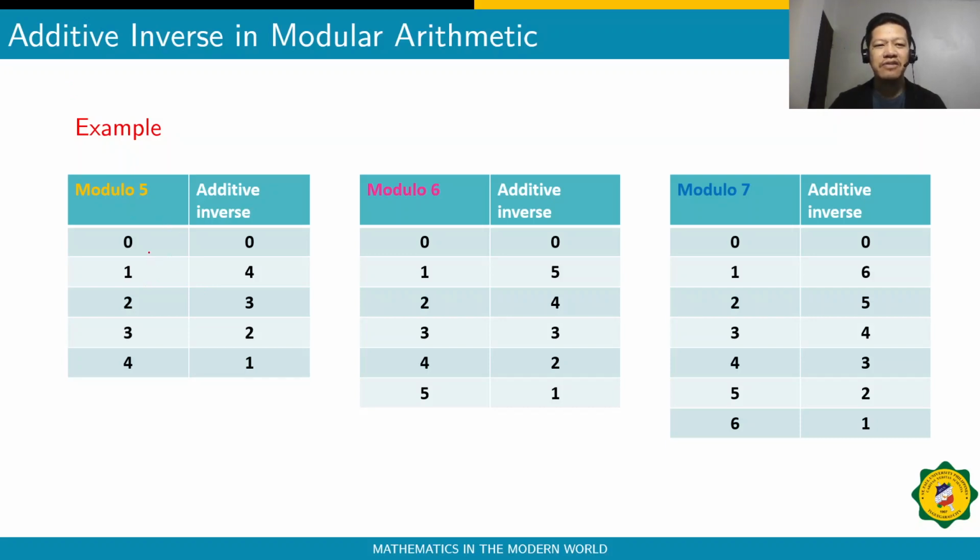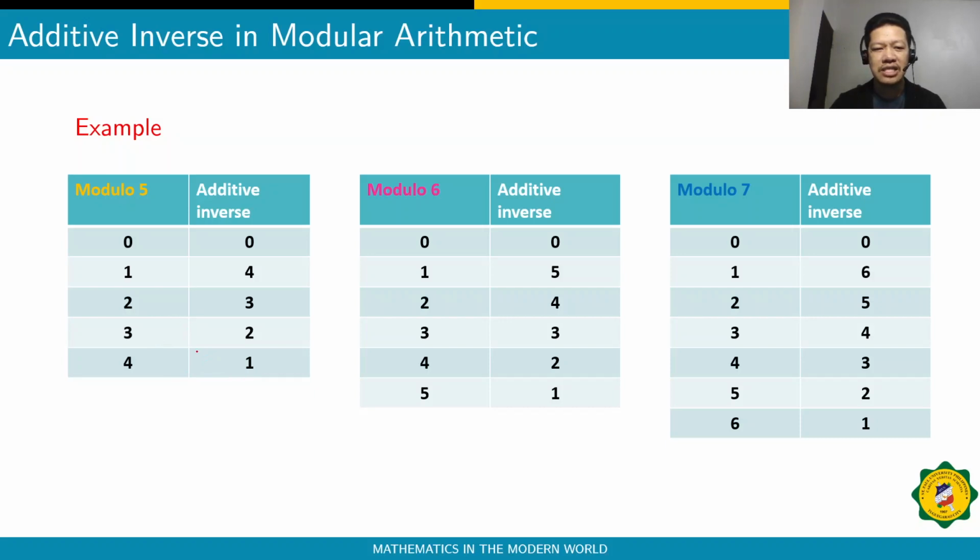For example, the additive inverse of 0 is 0 because 0 plus 0 is 0, modulo 5 equals 0. How about the additive inverse of 1? It is 4 because 1 plus 4 equals 5. Modulo 5, it gives you 0. Isn't it? If you divide 5 by itself, the remainder will be 0. Let's say for example, what's the additive inverse of 2? It's 3 because 2 plus 3 is 5. If you get the modulo 5, it gives you 0. So just the same with the others.